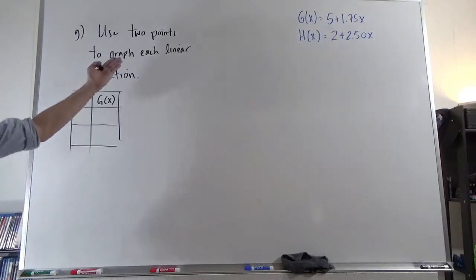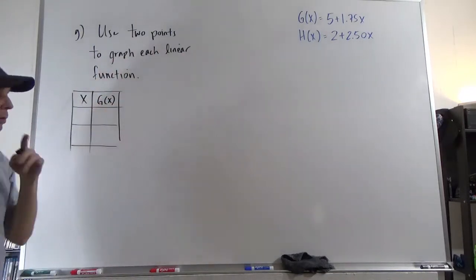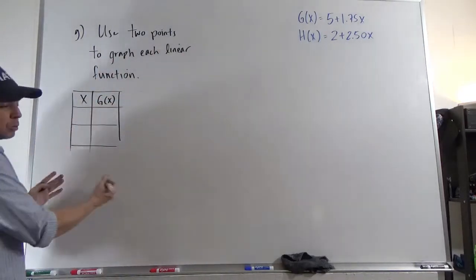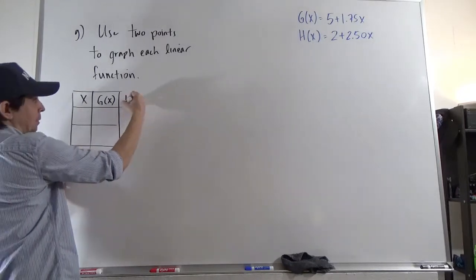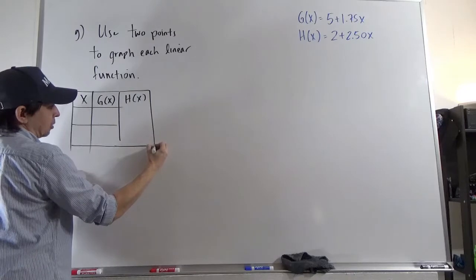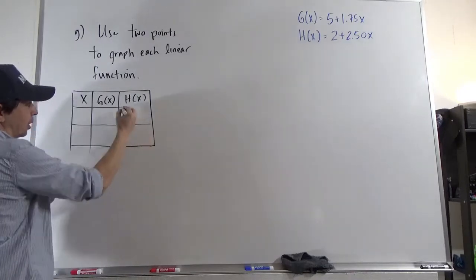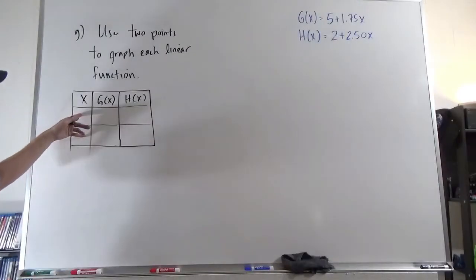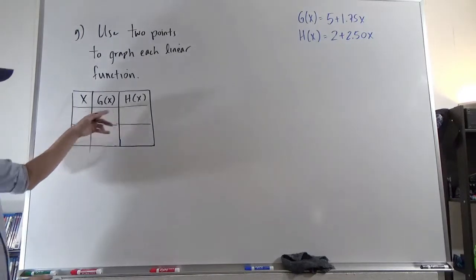I also have to do it for each linear function, so I have to do it for H as well. I can use the same x's. I mean, I could make a whole new table, but I could also just cram H of x's over here. It's up to you. So I can use different x's, but now I'm going to keep it simple, and I'm just going to pick 2 x's, and then plug it into G, and plug them into H.